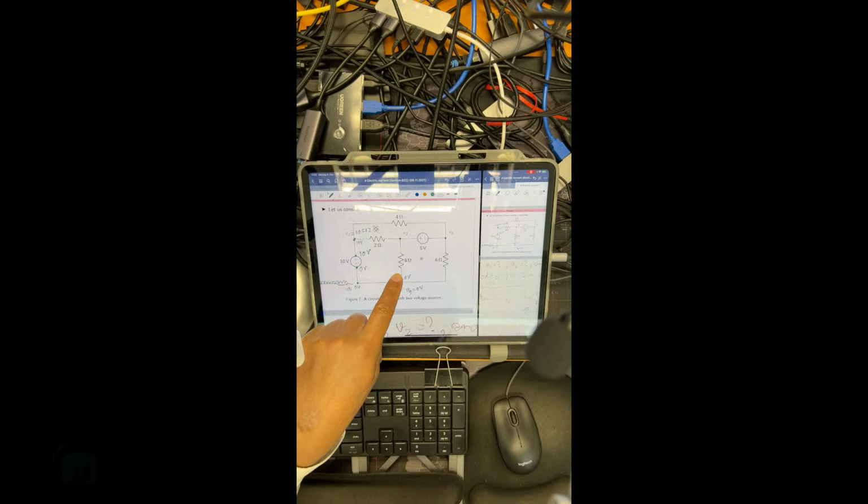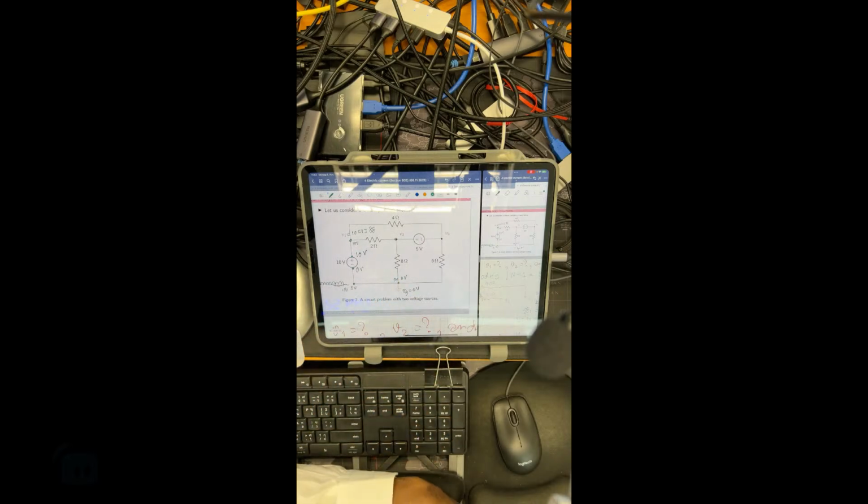And let's move to the second node and the third node. What is that? V2 and V3.